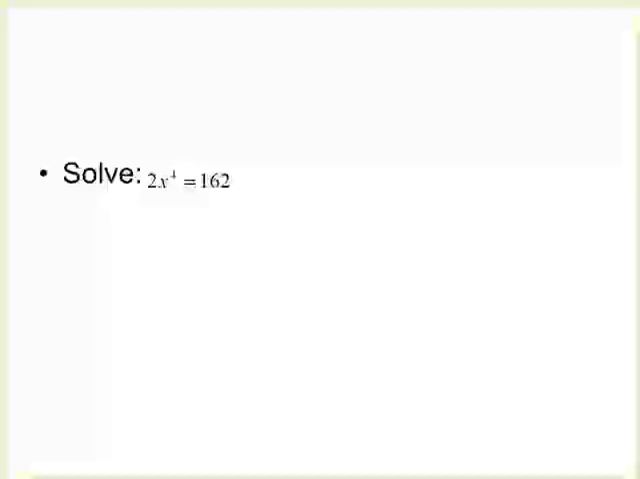Next problem. Next problem, we're looking at equations. Want to solve this equation for x. What's the first thing I should do to get x alone? Divide by 2. Multiplying by 2 on both sides. I'll do that by dividing by 2. So that gives me x to the 4th power is 81.